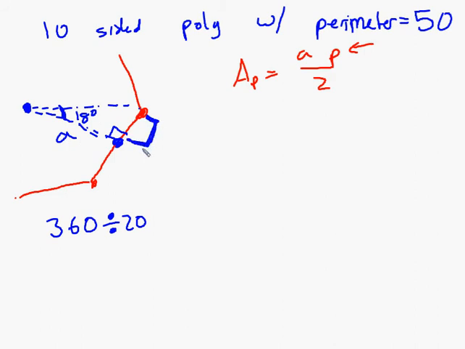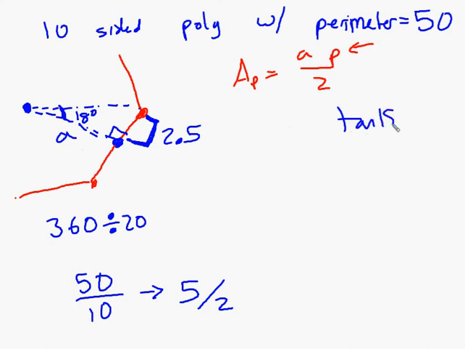It's not 25. Why? I gave you the perimeter. So the perimeter would be all the sides add up to 50, which means I need to take that 50 and divide it by 10. So that gives me 5. Then I divide that by 2 to get this part right here, which is 2.5. So now I have opposite and adjacent, so tangent of 18 equals 2.5 over A.